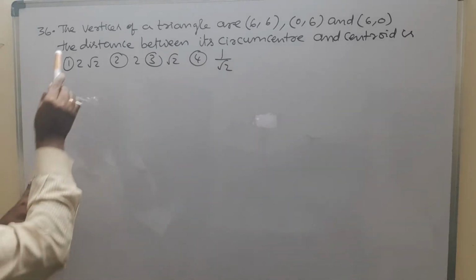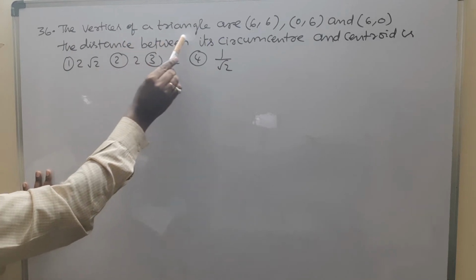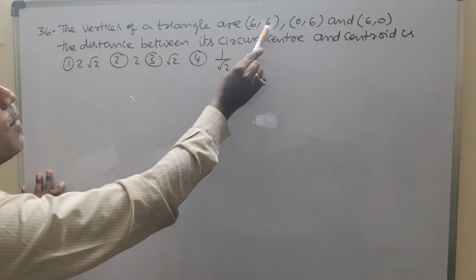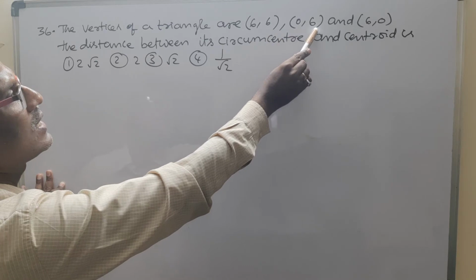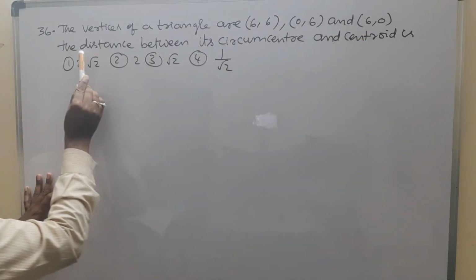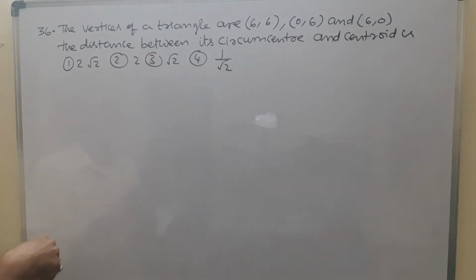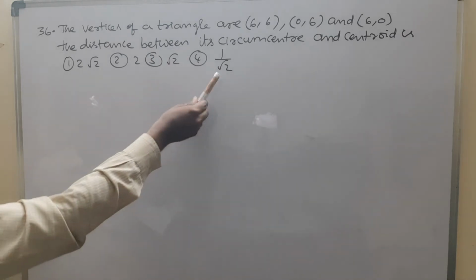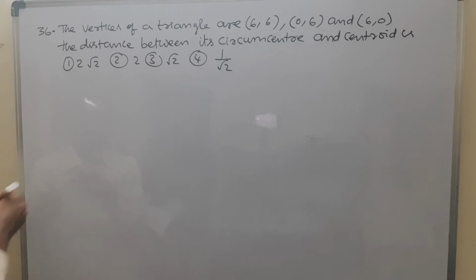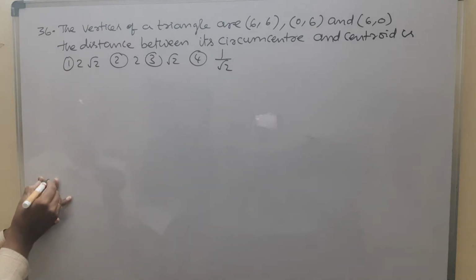Question number 36. The vertices of a triangle are (6, 6), (0, 6) and (6, 0). The distance between its circumcenter and centroid is, here the four options are given. In this triangle, the vertices are given.